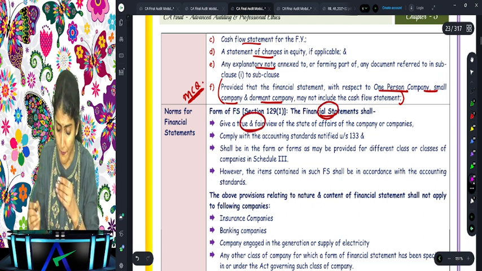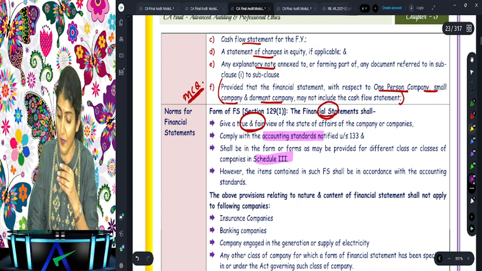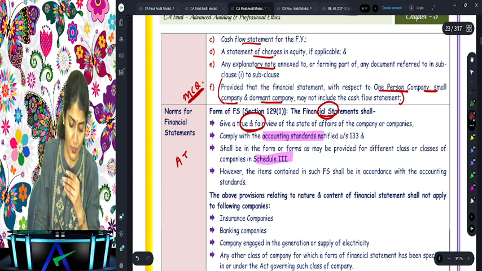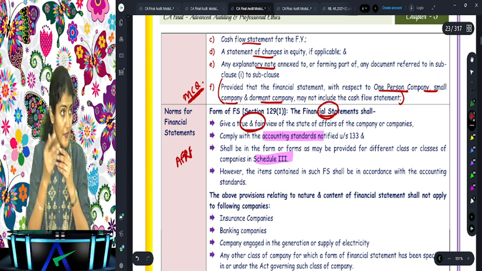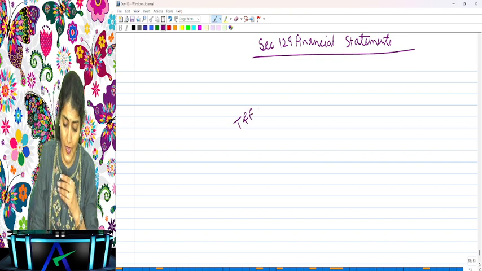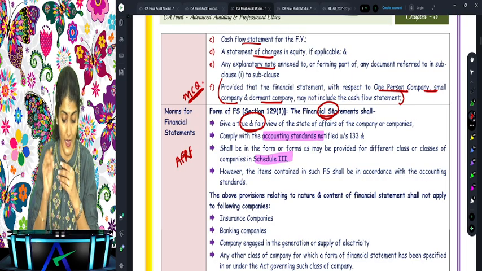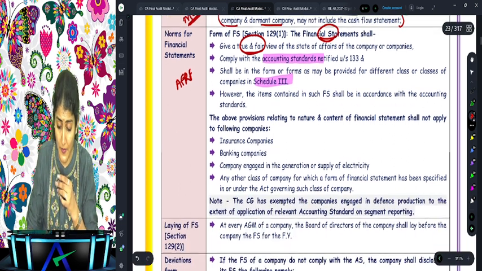Okay, then when will the financial statements be considered to be giving a true and fair view? If they are in compliance with the accounting standards and Schedule 3. This we had studied in our discussion of the AFRF only. You remember AFRF? Yes, okay. Financial statements shall be considered to be giving a true and fair view if they are in compliance with the accounting standards and Schedule 3 to the Companies Act. Is it clear to everyone?